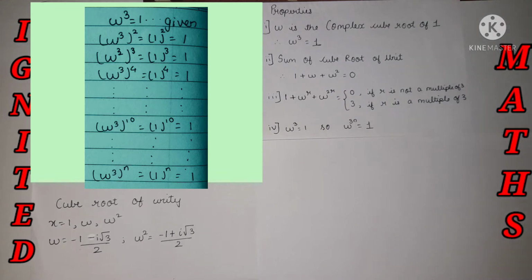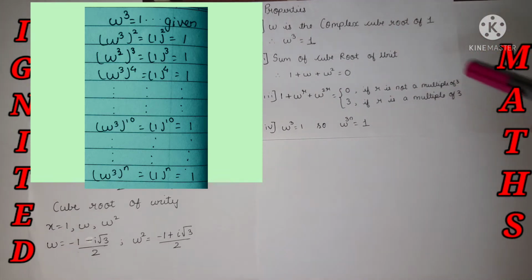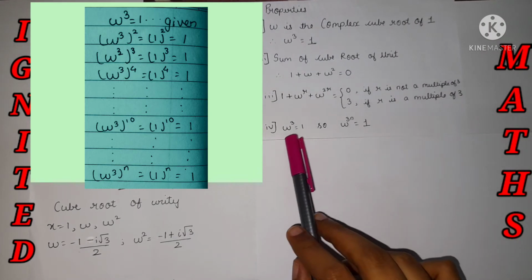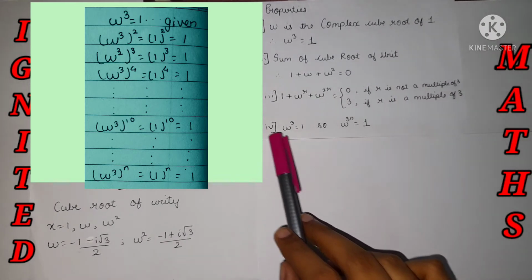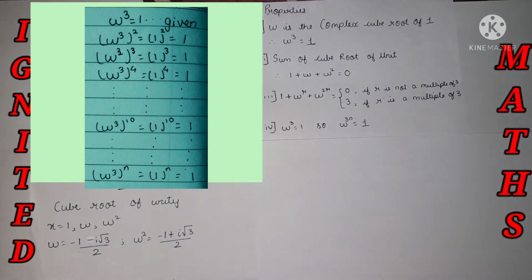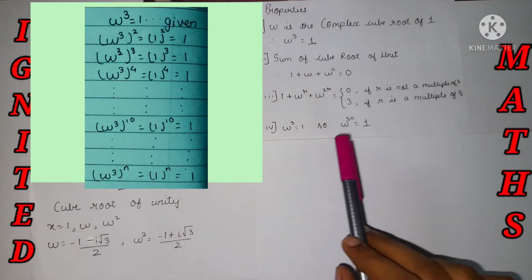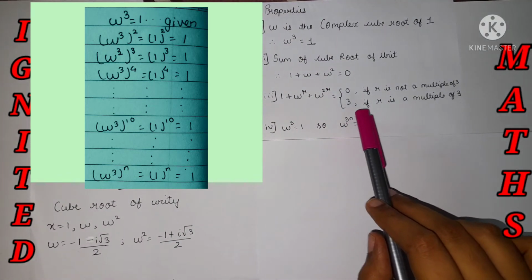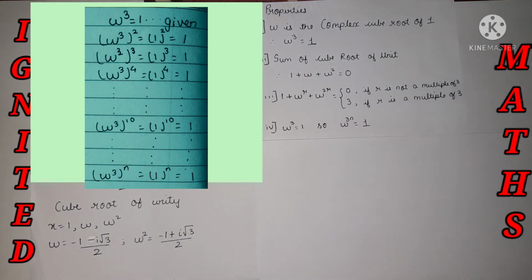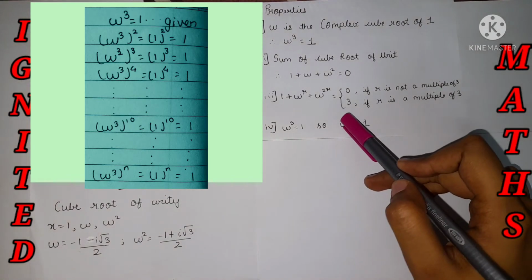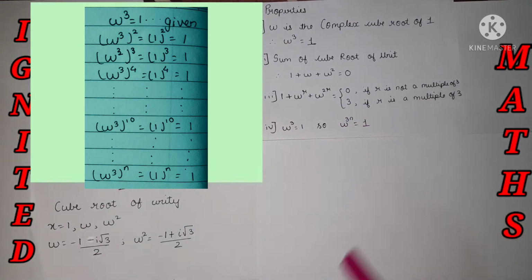I have already mentioned it. These two properties are the pillars. Now the building is constructed, the fourth building is constructed with this property only. Yes, omega cube is equal to 1. So omega raised to 3n, where n is any number, 1, 2, 3, 10, 20, any number, anything raised to a multiple of 3 is equal to 1. Yes, it's actually a proof.